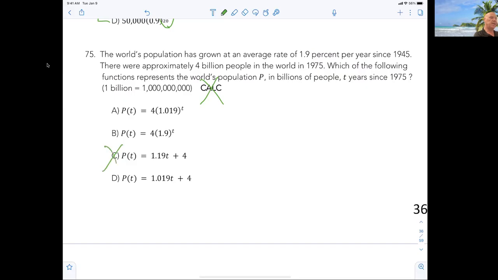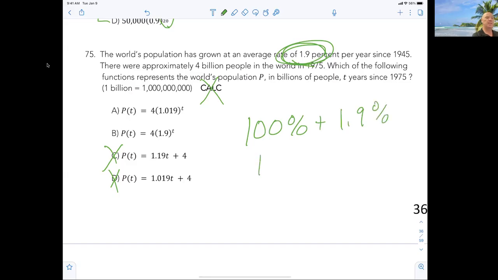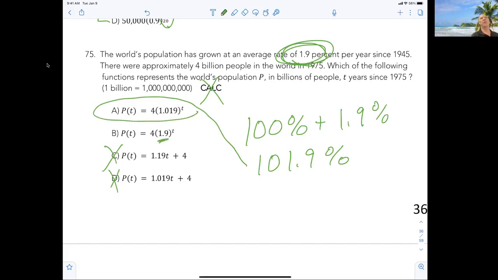Now, the biggest mistake kids make is they look at 1.9%. Everybody should put down 100% plus 1.9% is 101.9%. Which is what answer? A. But of course, everybody sees 1.9, so they think they're brilliant. So they circle B and move on. That's a what? 90% increase. If you don't know that, you can tell me.